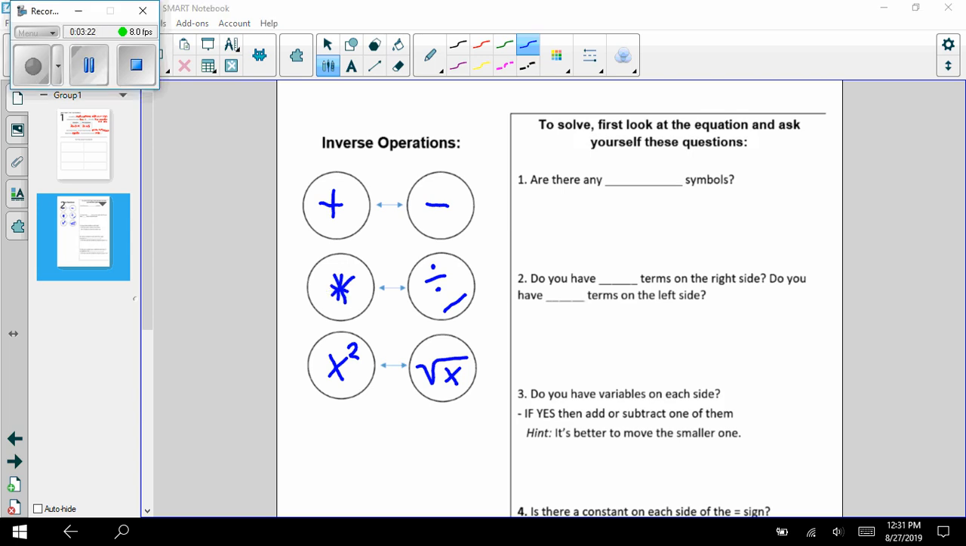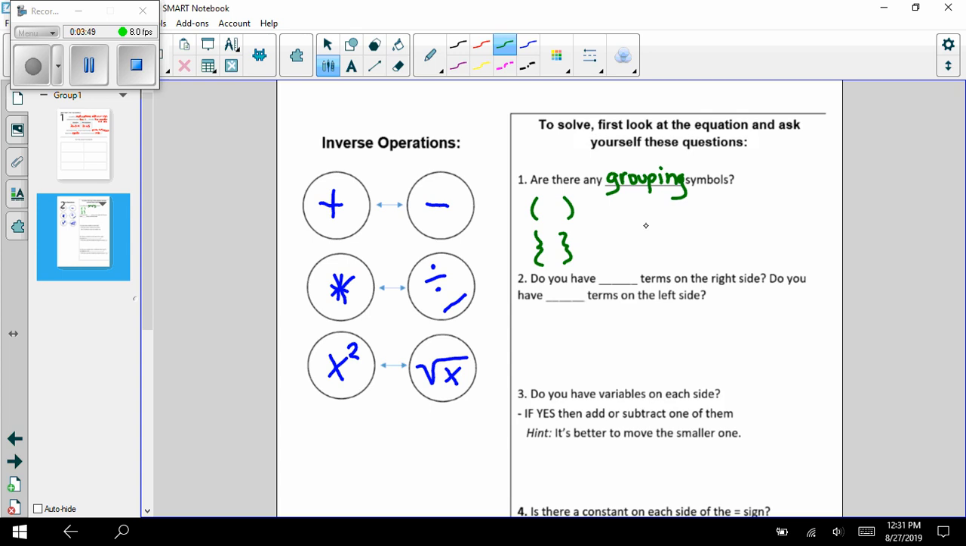Okay, we're going to move on over to the right section of your note page, still on the back. To solve, you're first going to look at the equation and ask yourself these questions. We're going to start with number 1. Are there any grouping symbols? And by grouping symbols, I mean these guys. We have parentheses, and we have brackets.